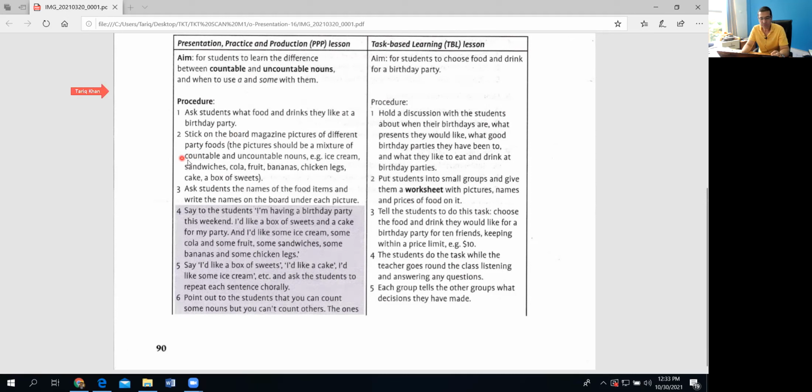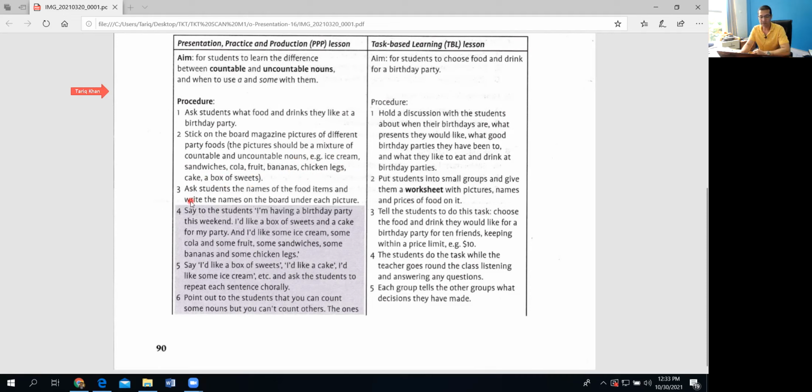Number 2, stick on the board magazine pictures of different party foods. The pictures should be a mixture of countable and uncountable nouns. Now you just see how she's relating that topic, practically pasting the pictures. That's how she has prepared the lesson. It should be a combination of countable and uncountable nouns in the pictures of food and drink, right? For example, ice cream, sandwiches, cola, fruit, bananas, chicken legs, cake, a box of sweets.